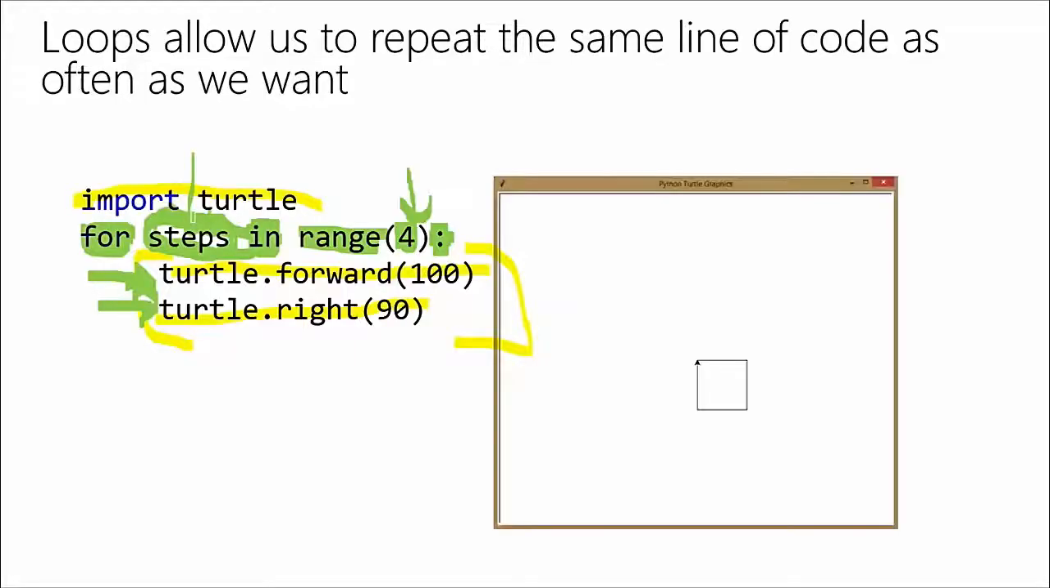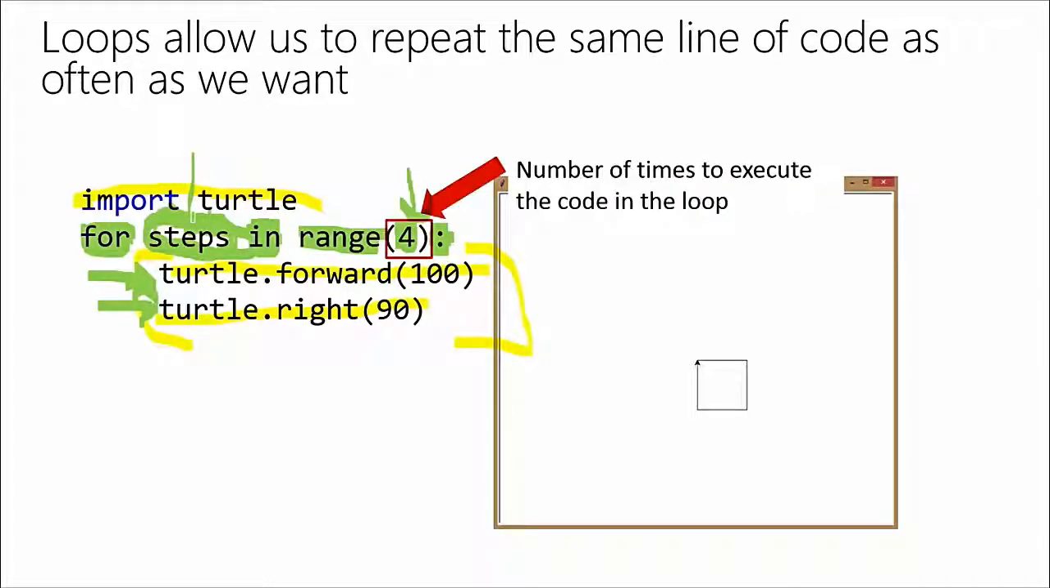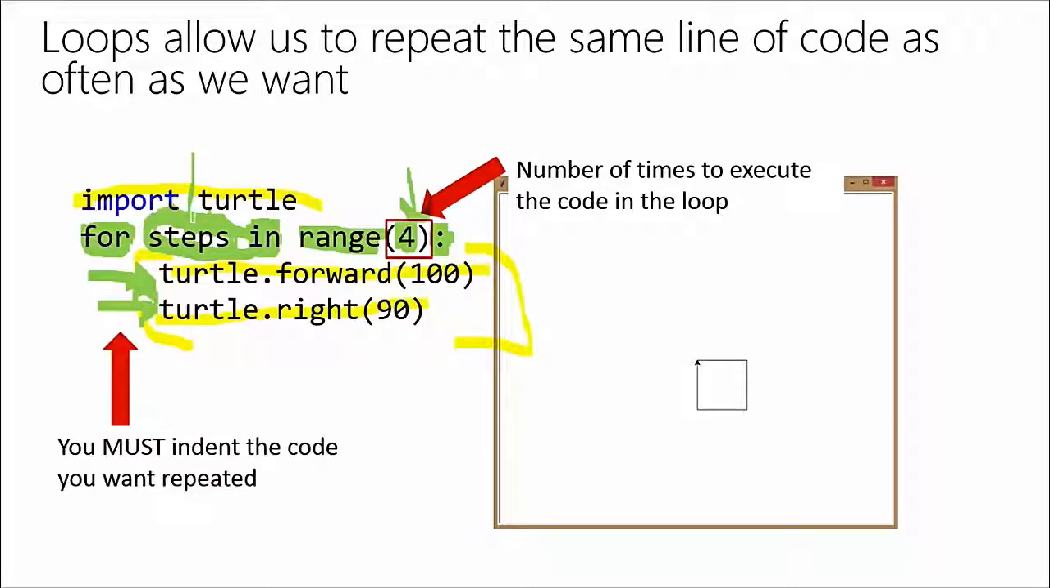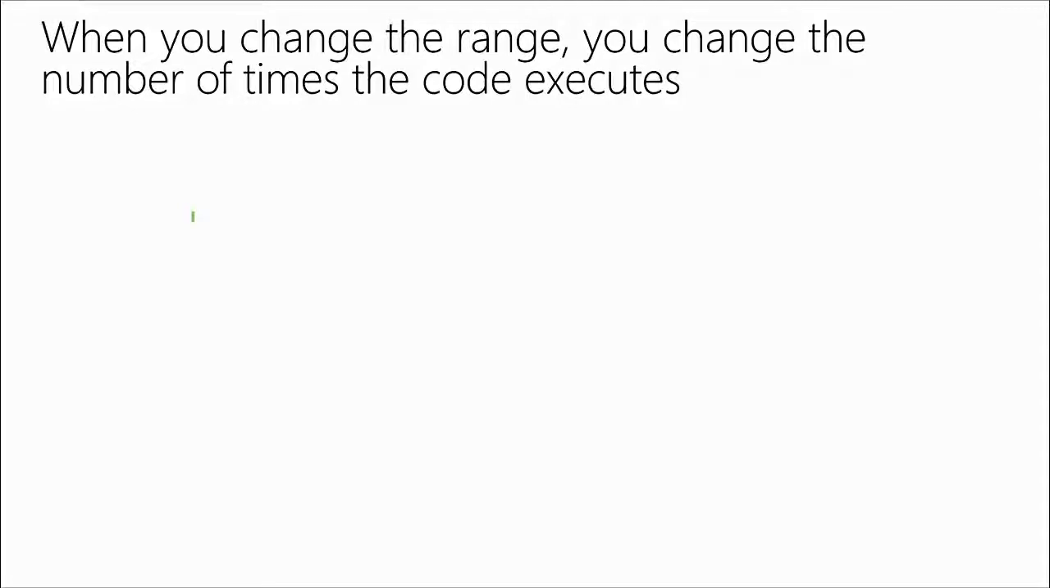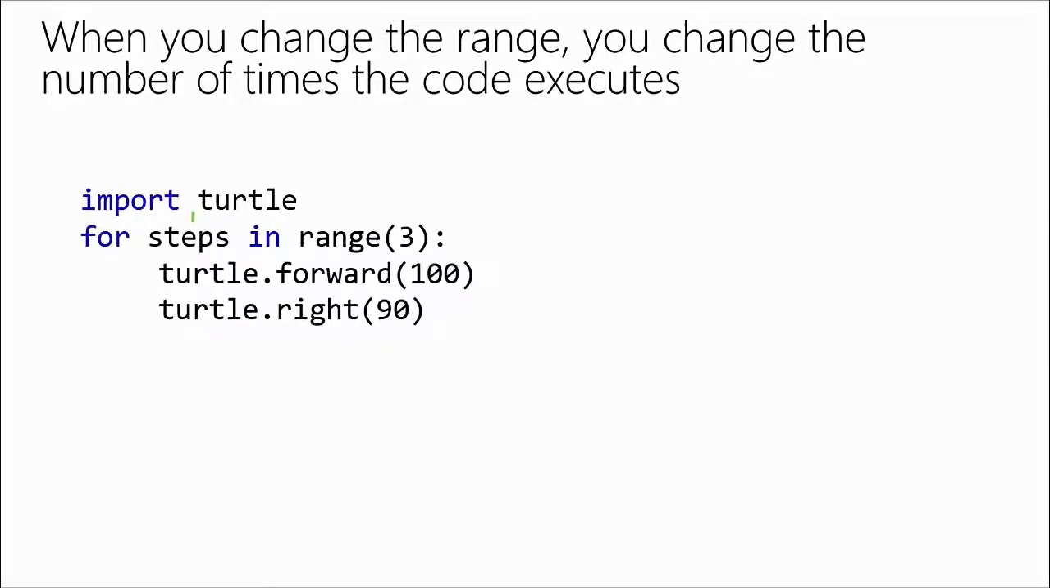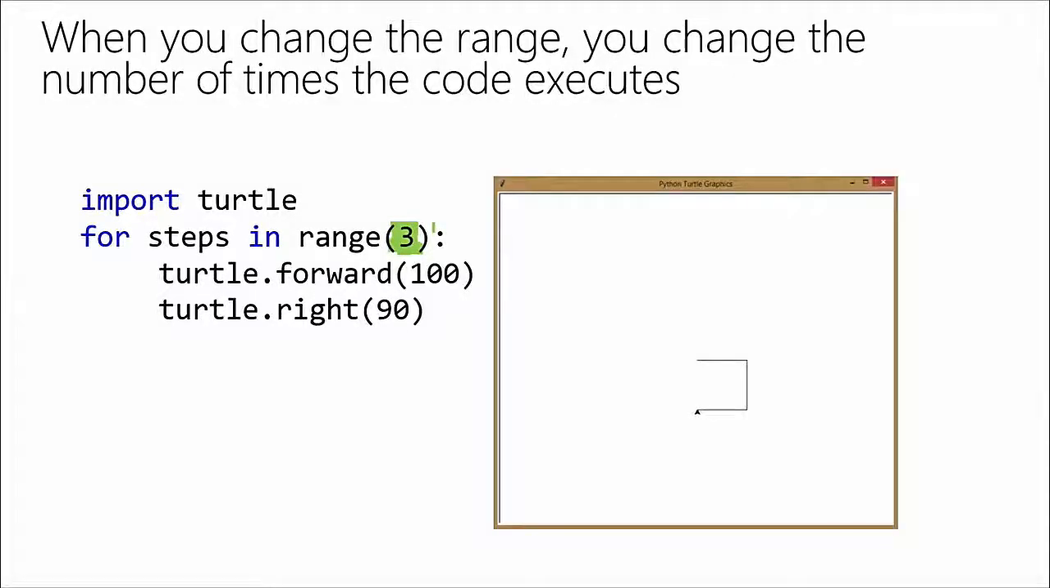All right, so let's go back to the slide. Now we've taken a look at the syntax. You can see we specify the number of times to execute the code in the loop. You have to indent the code you want repeated. And if you change the range value, here I've changed it to 3, that means my loop is only going to execute 3 times. So if I execute this code, I end up with an incomplete square because it only drew 3 lines on the screen. You can see how changing the range changes the number of times the code is repeated.